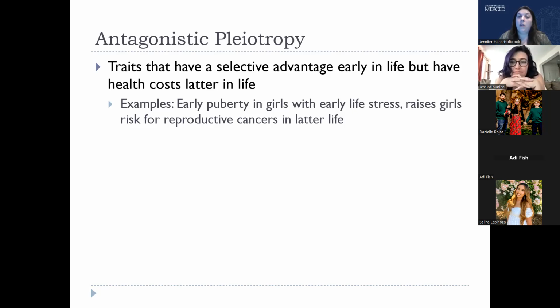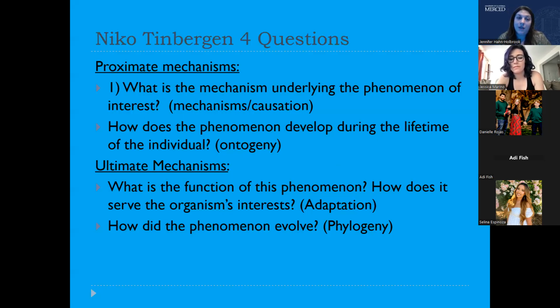For example, early puberty in girls is associated with early life stress. This raises girls' risk for reproductive cancers in later life, but of course they're reproducing quicker, and because of that, it's leading to a benefit. Other examples are testosterone. Testosterone is actually an immunosuppressant. It's kind of bad for the male immune system, but males who have higher testosterone have advantages in terms of sexual selection. They're more likely to be chosen as mates, more likely to have surviving and reproducing offspring. And so, yes, those males die quicker, but they're having more babies, and so it's selected for that trait.